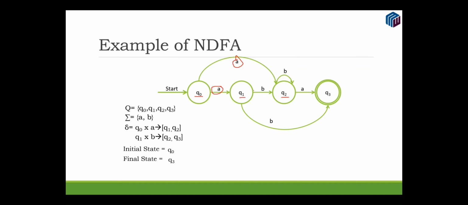Next, the state Q1 reads B as an input and moves to Q2 and Q3. So here we wrote Q2, Q3. Then state Q2 reads A. Only a single state is reached, that is Q3. On A, it goes to Q3. On B, it loops to itself, that is moving to Q2 only. The initial state is Q0, and the final state is Q3.